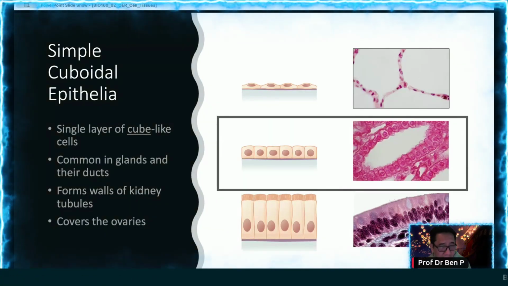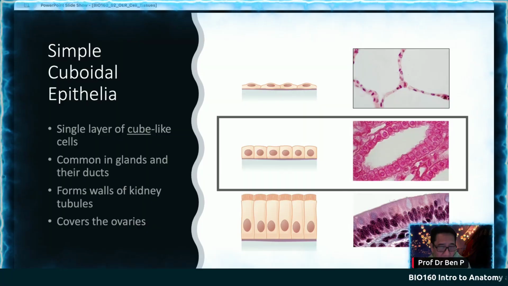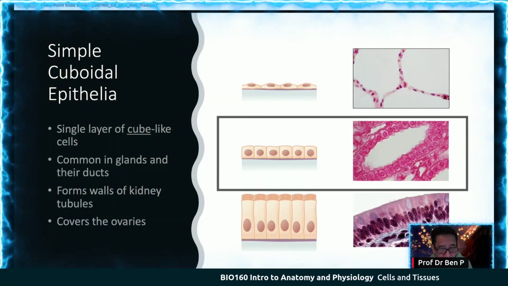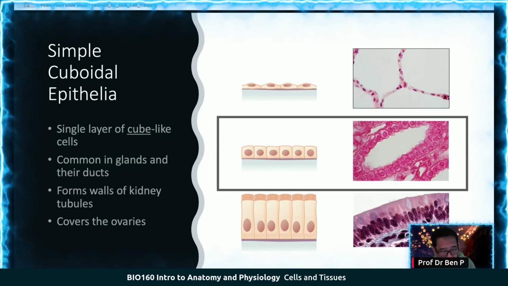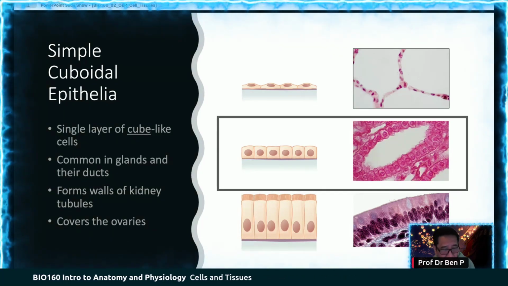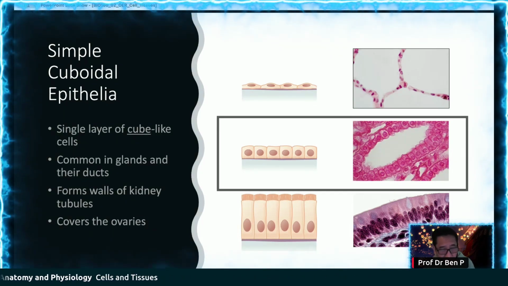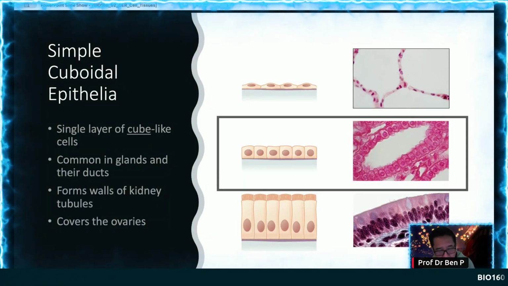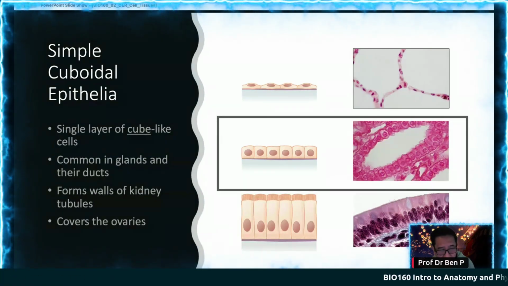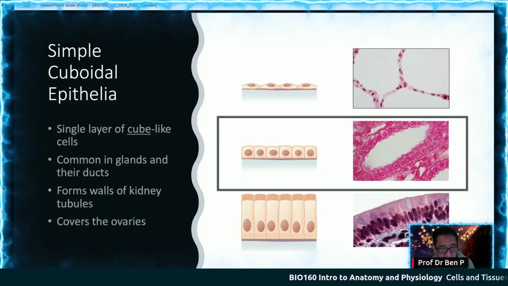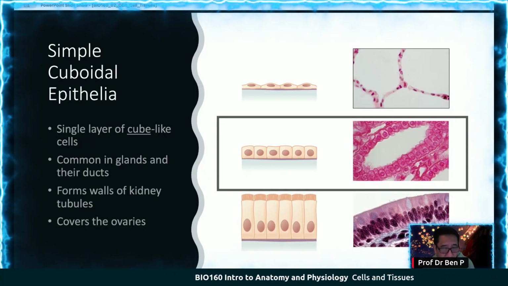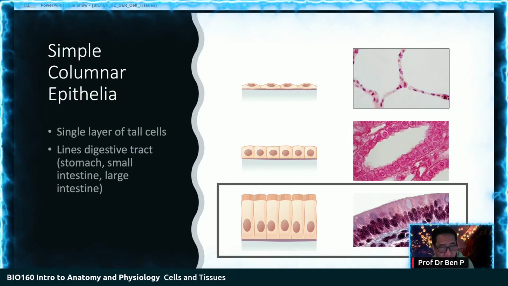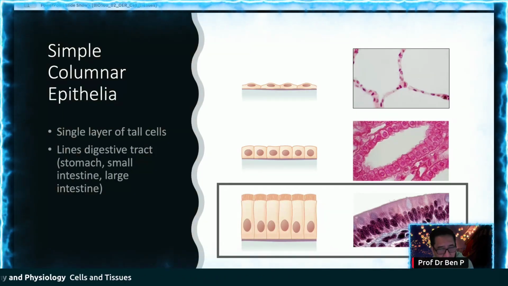Simple cuboidal, this is where you usually want your glands and to absorb things. For your test, you do need to know the name and the location of these as well. The example would be your glands and your ducts, and also your kidney and your ovaries, right? They absorb or secrete things usually. Simple cuboidal. Okay.